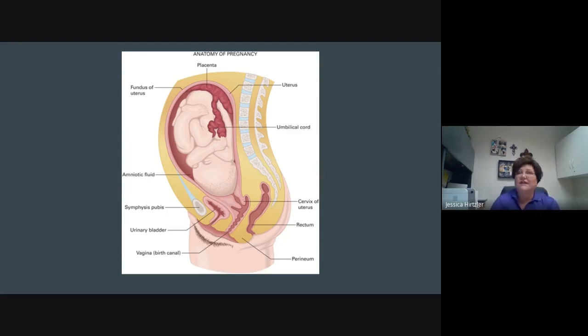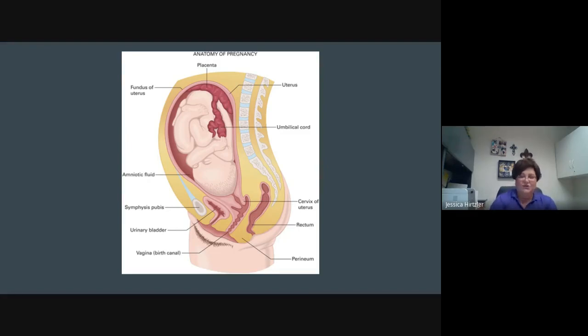So if she is gravida 2, para 1, that tells me she's been pregnant twice and has given birth to one baby. If she is gravida 3, para 4, it tells me she's been pregnant 3 times, and she has delivered 4 children. Okay?